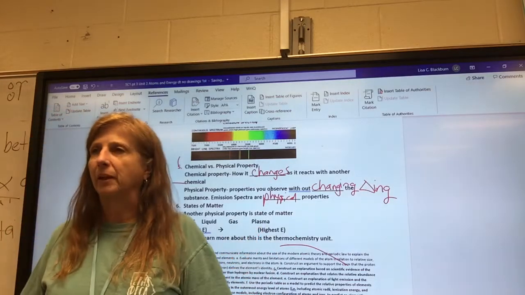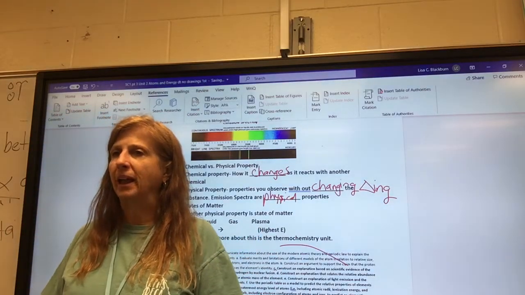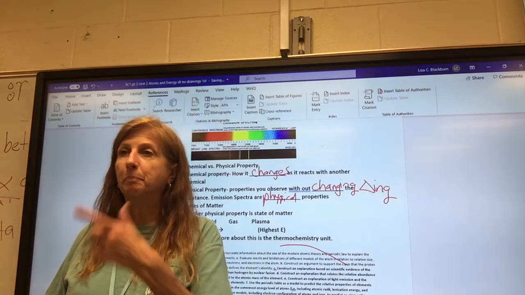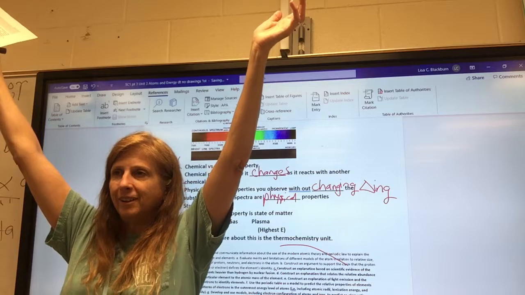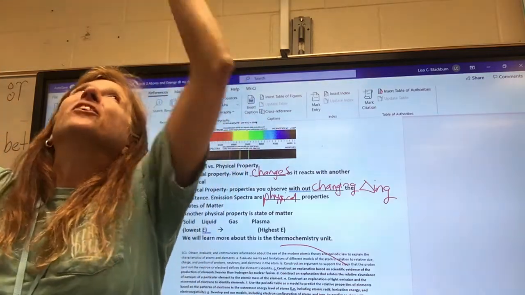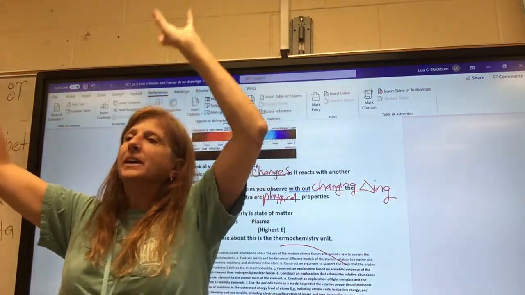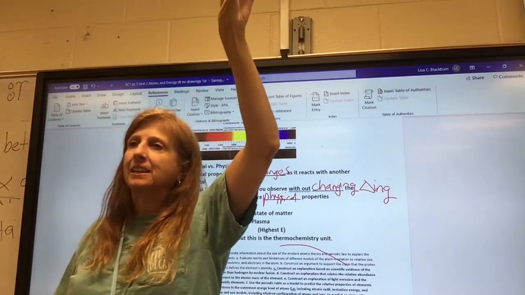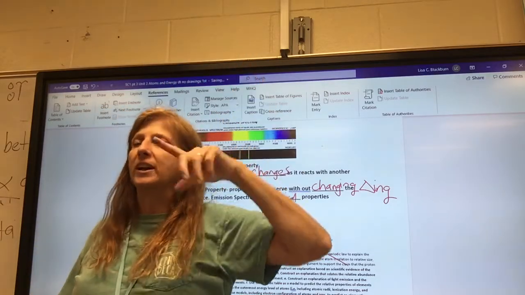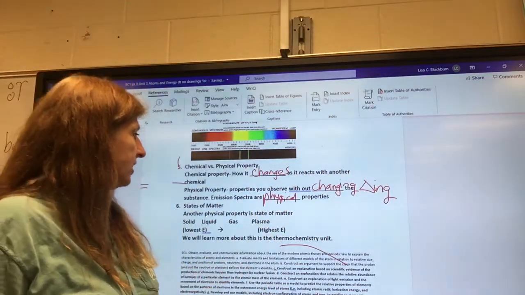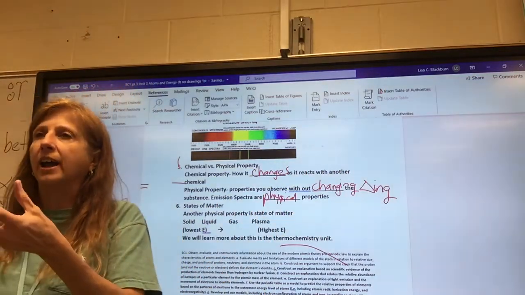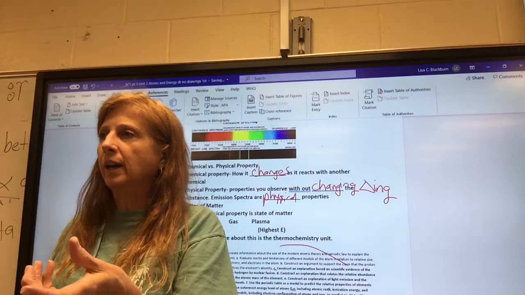What is plasma, though? Tell me where you find plasma. Space, yes. Where do we find it in this room? Yes, in the fluorescent lights. Plasma is high energy gas. So it's in the fluorescent light. It's in the sun and other stars. So just to know what plasma is, it is not goo.